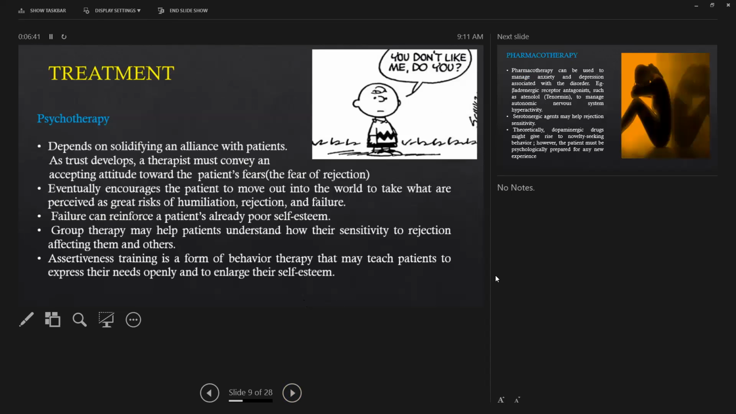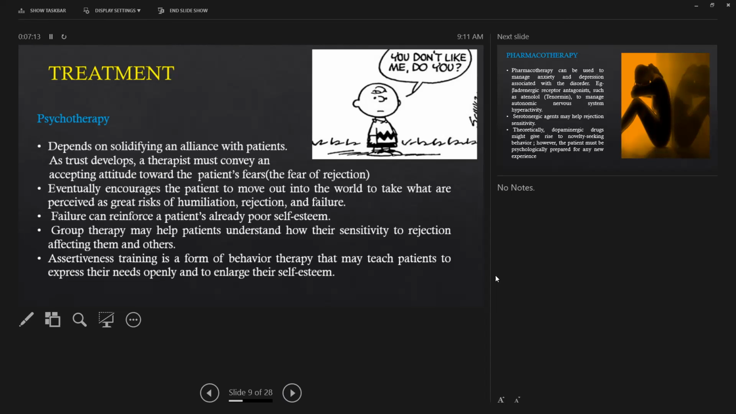The treatment can be psychotherapy as well as pharmacotherapy. Psychotherapy depends on solidifying an alliance with the patient. As trust develops, the therapist must convey an accepting attitude towards the patient's fear, like his fear of rejection. Eventually encourage the patient to move out into the world to take what are perceived as greater risk of humiliation and rejection and failure by the patient. However, you need to be careful as failure can reinforce a patient's already poor self-esteem.